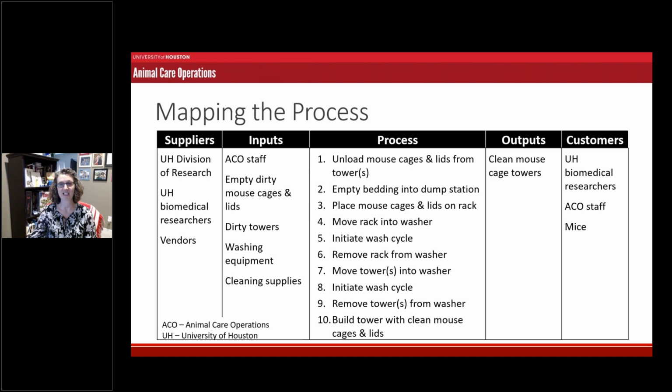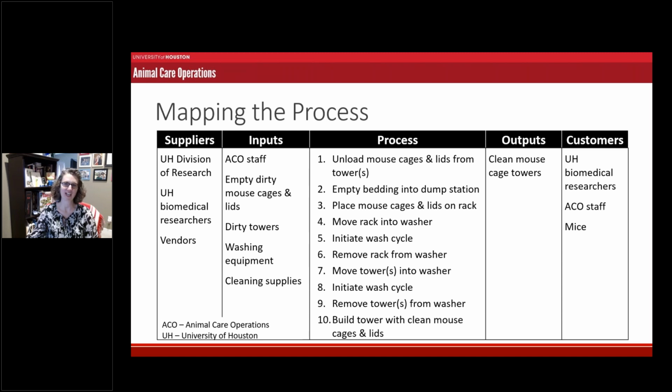The idea is we have dirty cages coming in, so we're going to unload those from the towers. We're going to empty the bedding into the dumping station, place the mouse cages and the lids on the rack, move the rack into the washer, and then initiate that wash cycle. And then once we have things coming out of the wash cycle, remove the rack from the washer, move the tower into the washer, initiate the wash cycle, then remove the tower from the washer, and then build the tower with the clean mouse cages and lids.